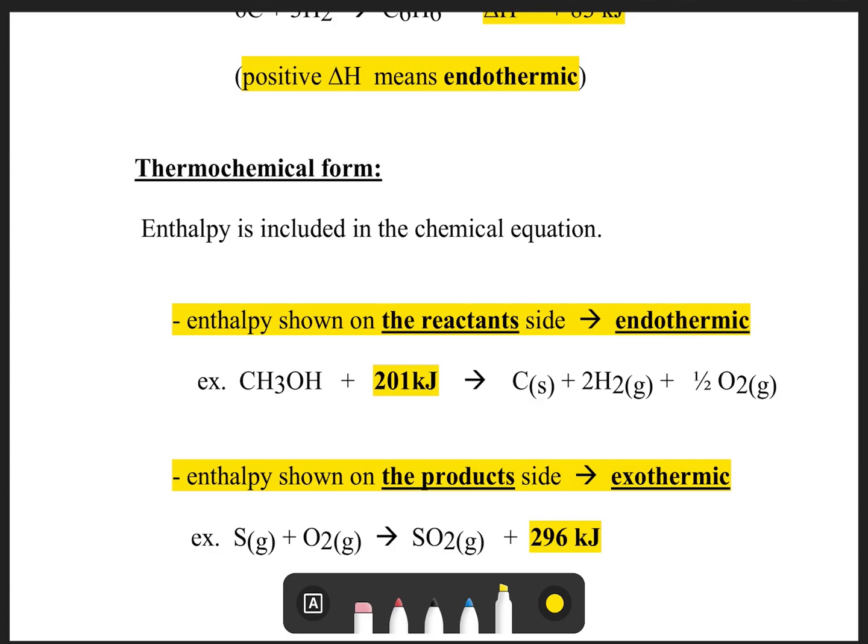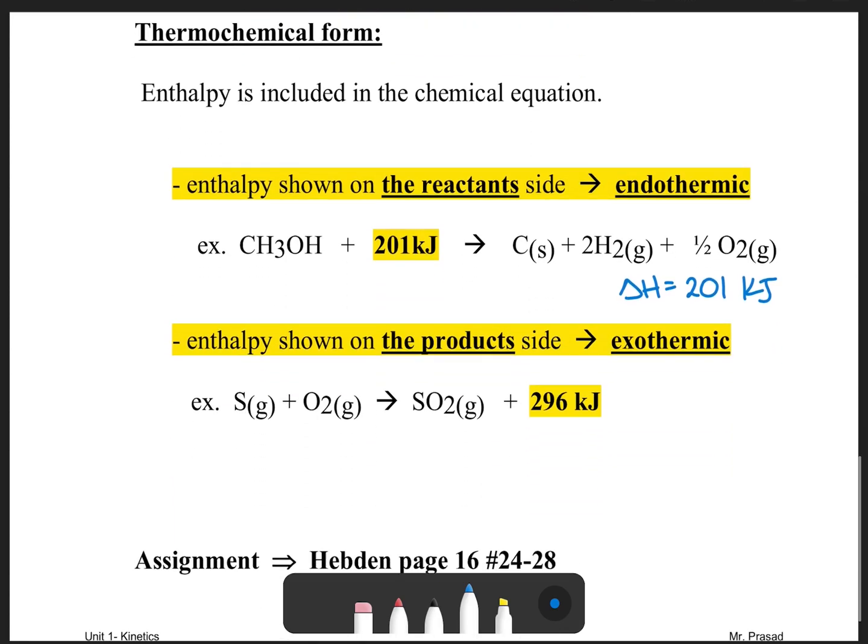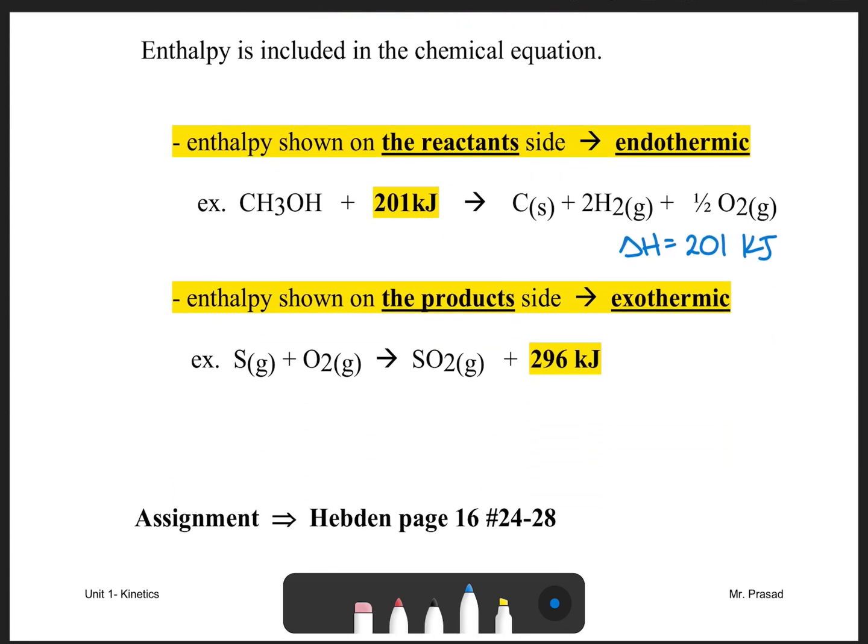In the first case here, if we were to pull out the enthalpy, we would say that this equation here would have an enthalpy delta H equal to positive 201 kilojoules. And in the second case, since it's exothermic, the delta H here would be equal to negative 296 kilojoules because it is exothermic and releasing energy. But in a chemical equation, it's always shown as an addition.